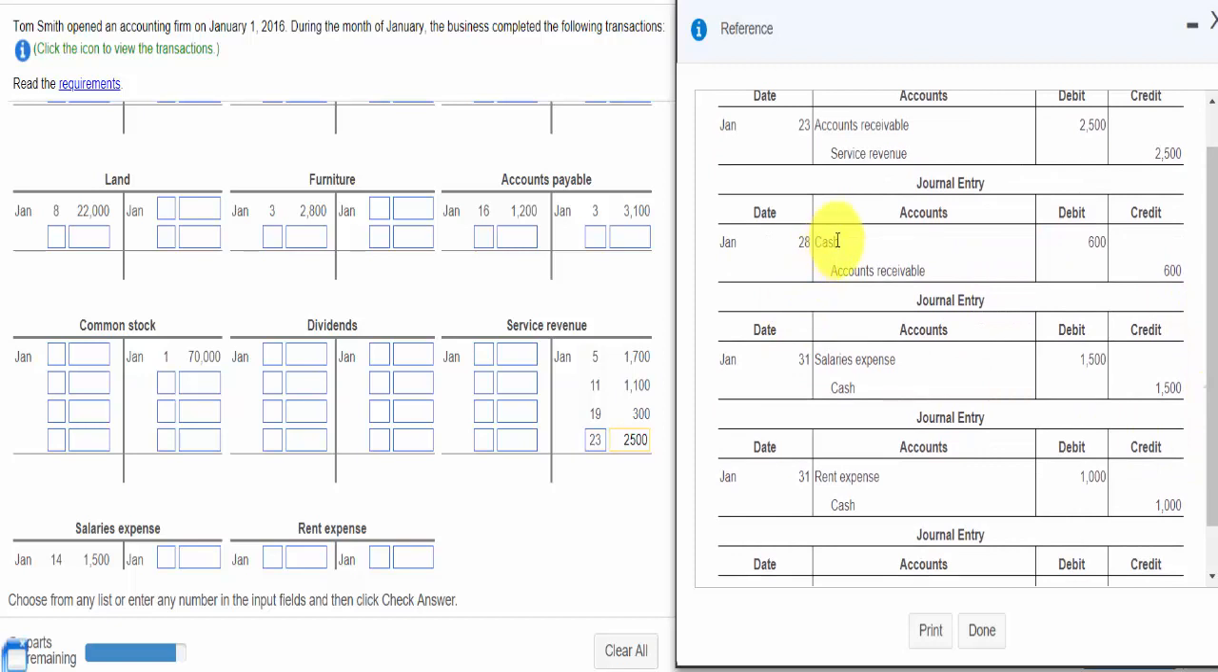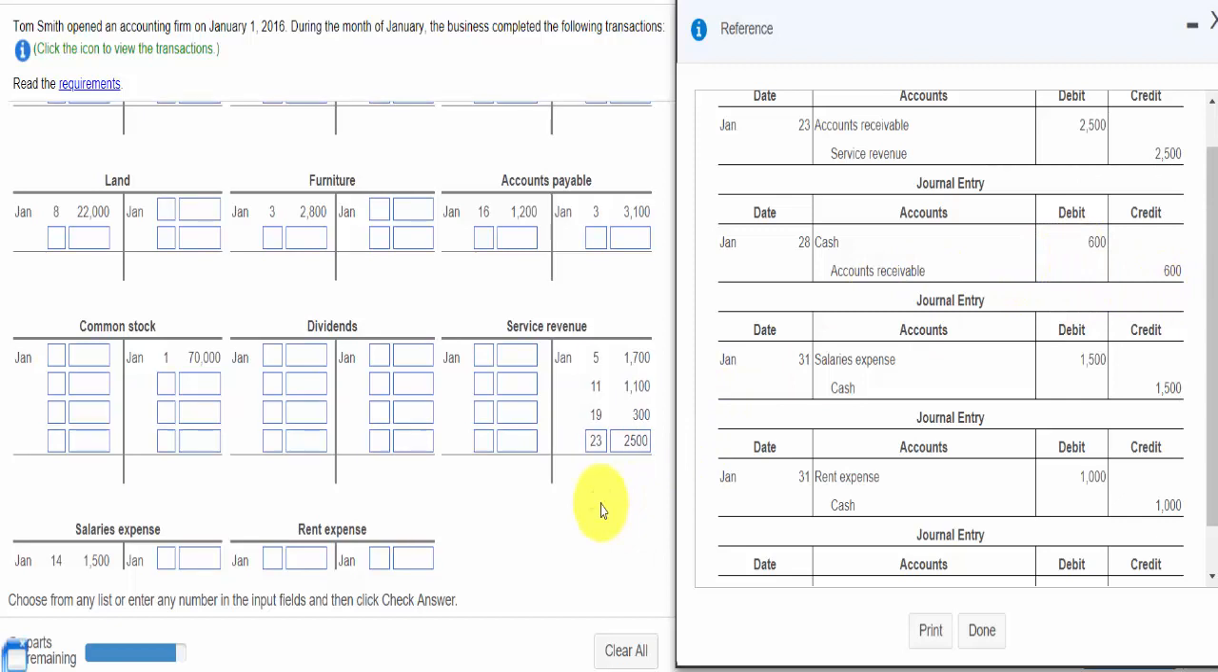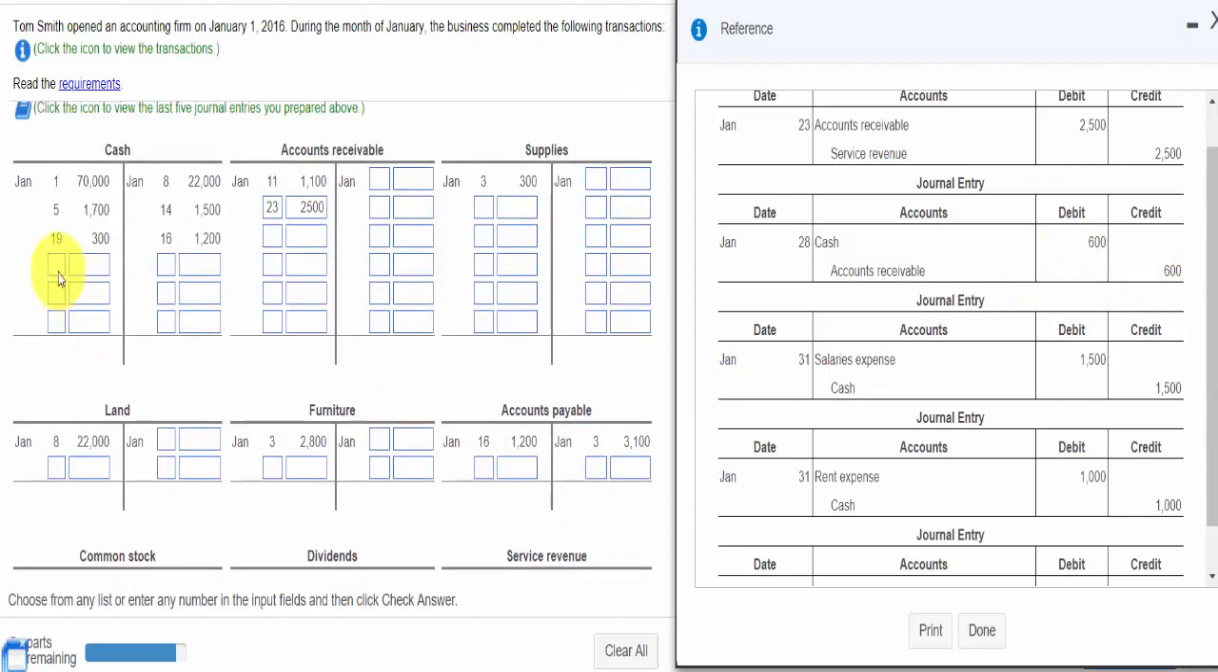Next entry: cash is debit 600 and accounts receivable is credit 600. For cash, we put the date used, which is 28. Then we put the amount, cash debit 600. The second account used is accounts receivable, which is credit. We go to the accounts receivable account, see the credit section, and put the amount. Then we will move to the next entry.